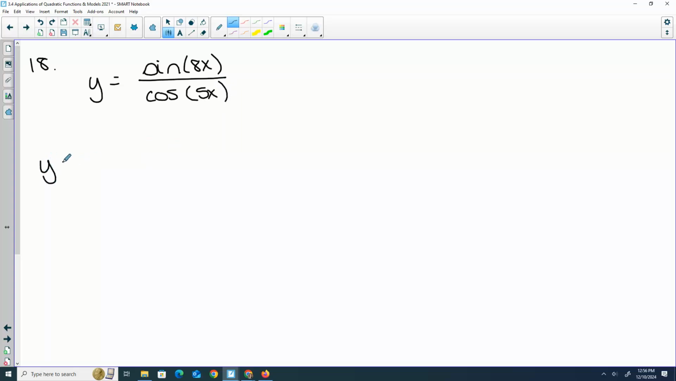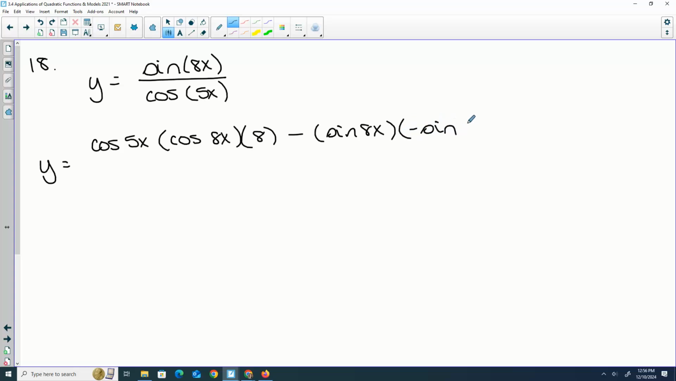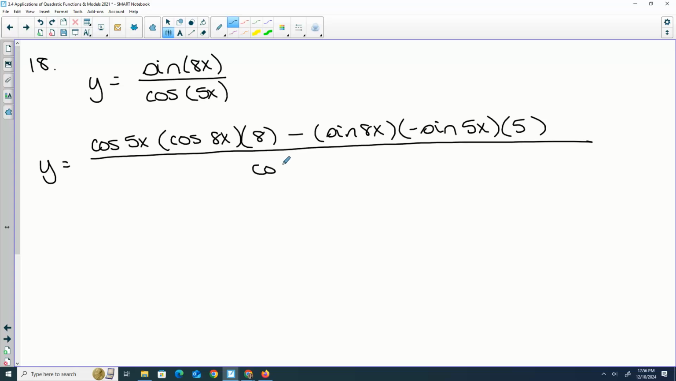So we do the quotient. So low d high, derivative of sine is cosine. Angle stays the same times derivative of the inside. Derivative of 8x is 8. Minus high d low. Derivative of cosine is negative sine. Angle stays the same times derivative of the inside. Derivative of 5x. Over low squared.